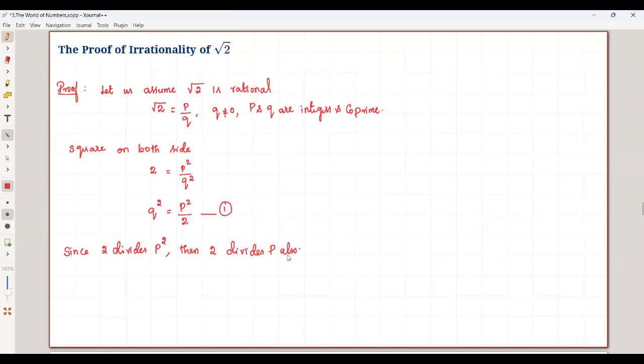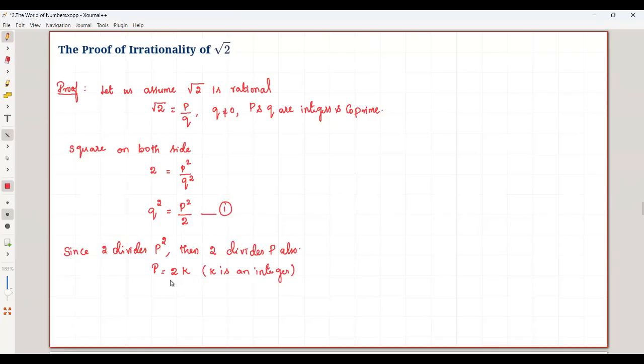If 2 divides P, then P is a multiple of 2. So I am writing P is equal to 2 into K. 2 divides P means P is a multiple of 2, so P can be written as P equals 2K, where K is any integer. So it can be 1, 2, 3, 4, right? So P equals 2K I can write.